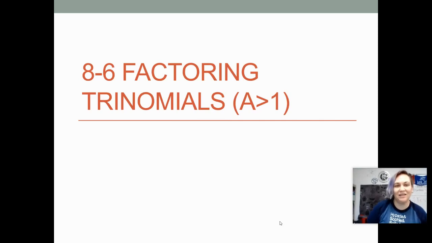Hi guys, welcome back to more factoring trinomials. Last week, all of our trinomials did not have a leading coefficient. A leading coefficient is the number at the very beginning of the problem in front of your x squared. This week, we will have a leading coefficient.